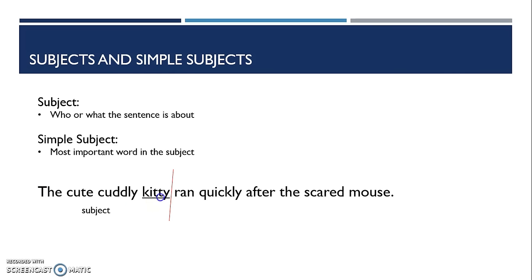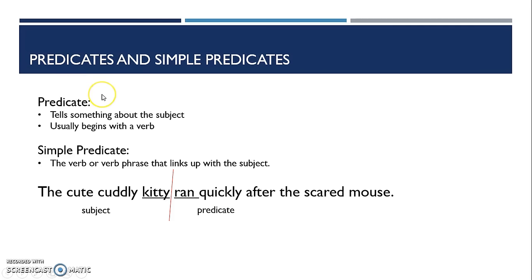your simple subject. Then if you look on the right side of the flap under predicate, please write a bullet point that says tells something about the subject. Usually begins with the verb. Sometimes it can begin with an adverb. You never know. And then the simple predicate is the verb or verb phrase that links up with the subject. So the complete predicate, this you do need to write. This you do not. Ran quickly after the scared mouse. That tells us what the kitty did. And the simple predicate is ran. Now if I had put quickly ran, the line would have gone before quickly. But we'll talk about that in a little bit.